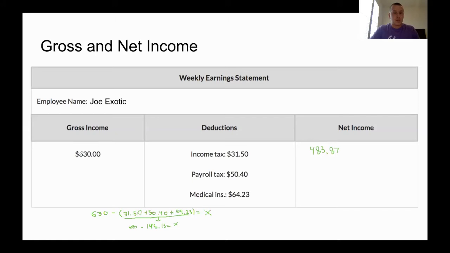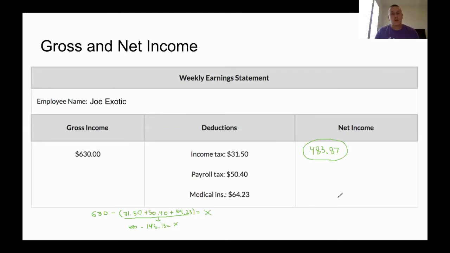So again, our gross income always is going to be bigger. We started with $630. We took out all of our deductions. That's our taxes, that's our insurance, that's our benefits and things like that. And then what actually hits the bank account is our net income. And our net income is always going to be smaller than our gross income, okay?